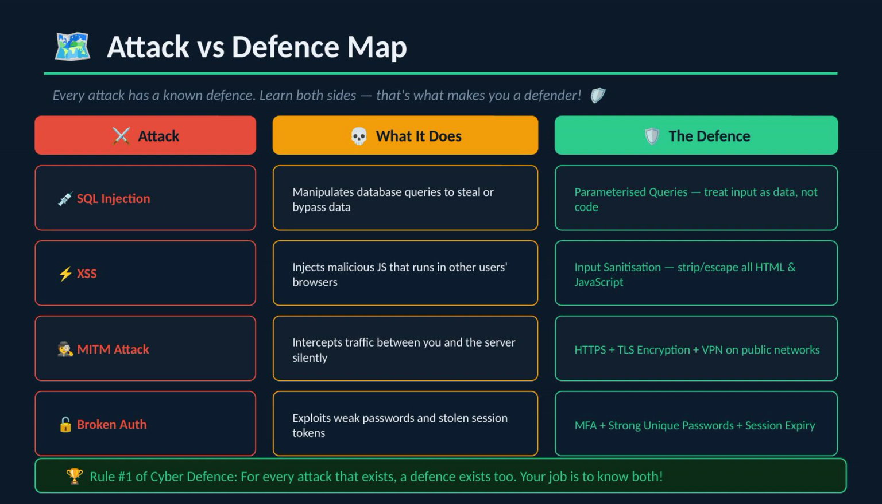Man-in-the-middle attacks are defeated by HTTPS with TLS encryption and using a VPN on public networks. And broken authentication is defeated by multi-factor authentication combined with strong unique passwords and proper session management. The most important rule in cyber defense: for every attack that exists, a defense exists too. Your job as a defender is to know both sides of the equation.